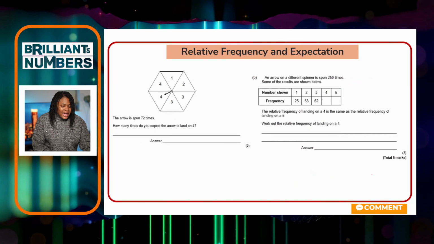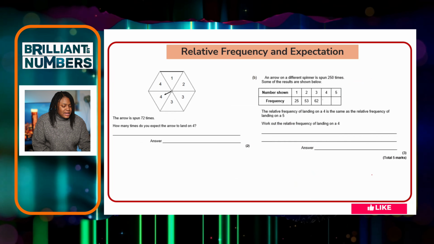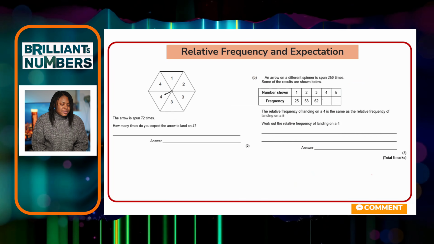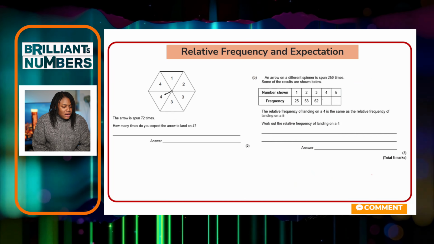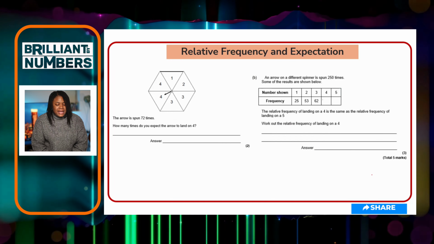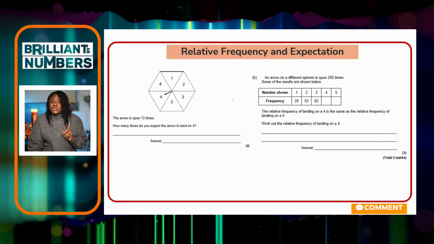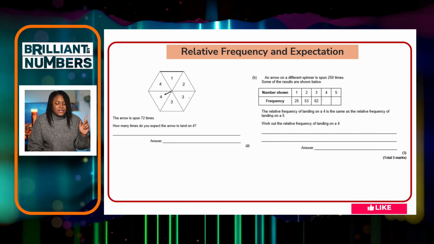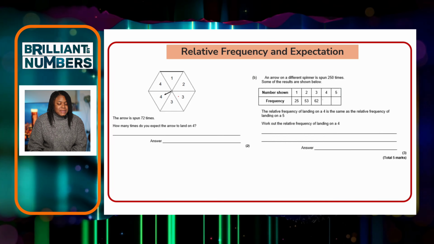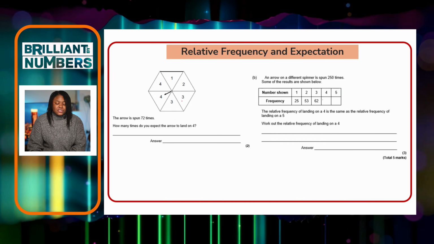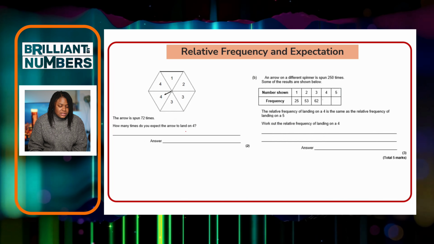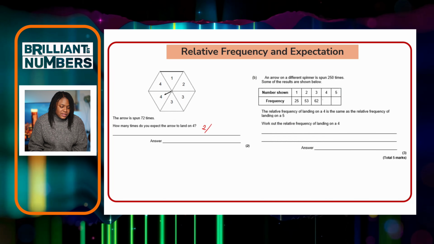So we're given this spinner and we're told that the arrow is spun 72 times. We are asked how many times do you expect the arrow to land on a 4? So for this question, we have to look at the number of sections on the spinner, and we've got 6 sections. There are 2 4s, so it's going to be 2 out of the 6.